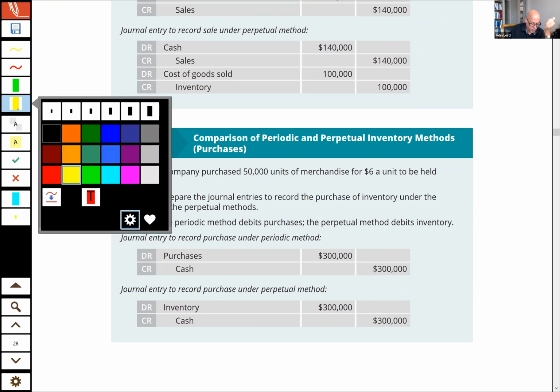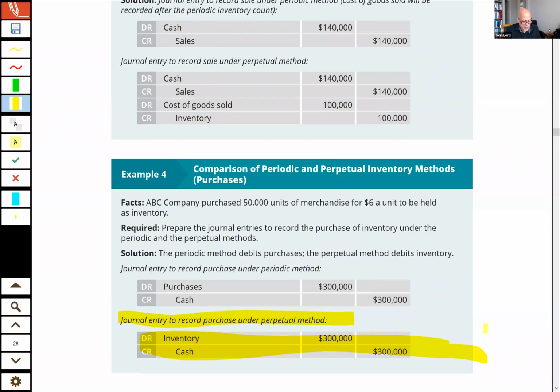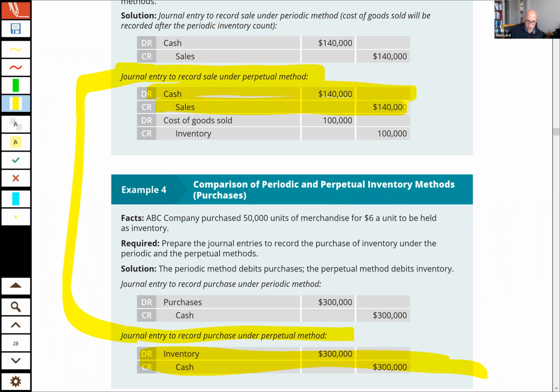We're going to look at perpetual and we're going to look at periodic, and we're going to look at perpetual first. So perpetual says every time you buy inventory, you have to debit the inventory account, credit cash or accounts payable, whatever they credited, cash here, they paid for that. Then when I sell the inventory under perpetual, of course, I'm going to sell the inventory for more than my cost because I want to make a gross profit on that.